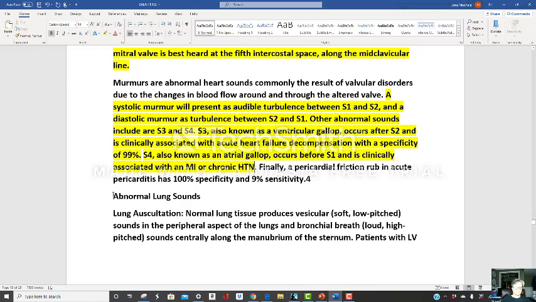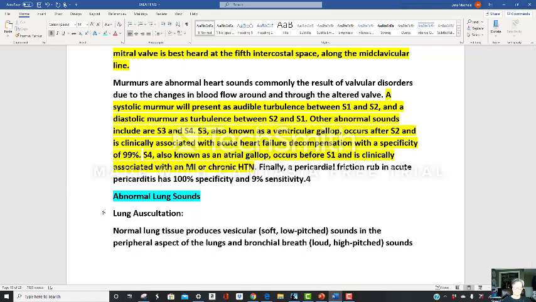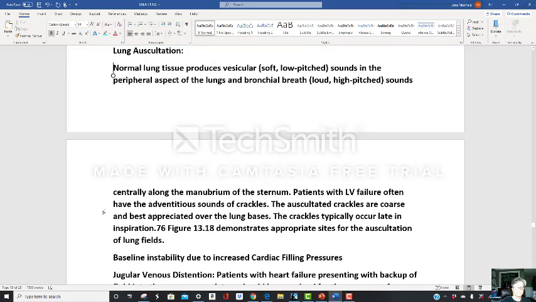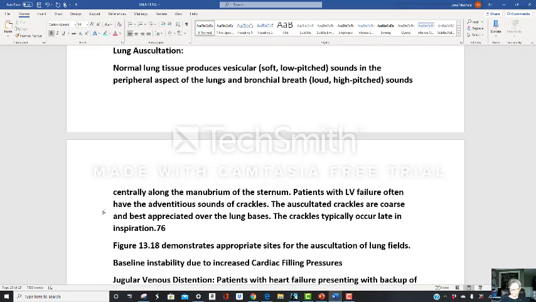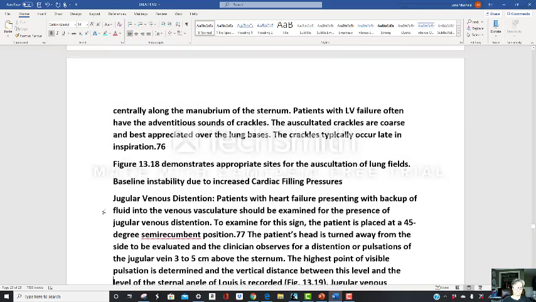For abnormal lung sounds, lung auscultation: normal lung tissue produces vesicular, soft, low-pitched sounds in the peripheral aspect of the lungs and bronchial breath, loud, high-pitched sounds centrally along the manubrium of the sternum. Patients with heart failure often have the adventitious sounds of crackles. The auscultated crackles are coarse and best appreciated over the lung bases. The crackles typically occur late in inspiration. Figure 13.18 demonstrates appropriate sites for the auscultation of lung fields.